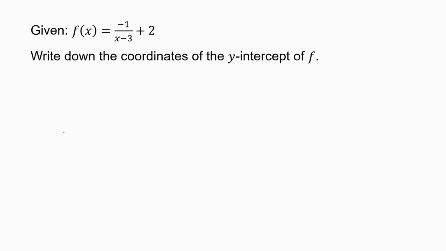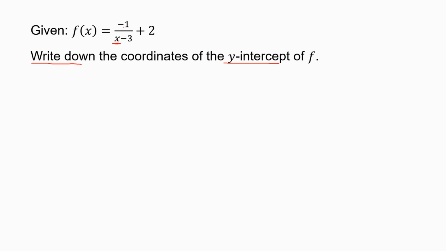Let's do question 5.4. Given f of x is equal to negative 1 over x minus 3 plus 2, write down the coordinates of the y-intercept of f. It says write down, so we don't need to show any calculations here, but we know that if we're looking for the y-intercept, then x is equal to 0. Where there's x, we put 0.